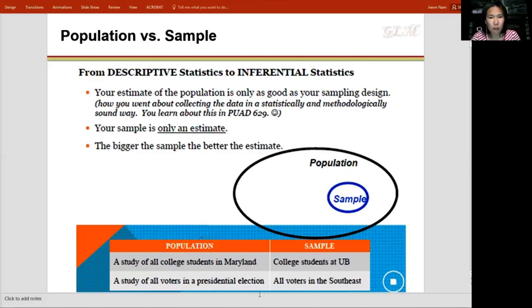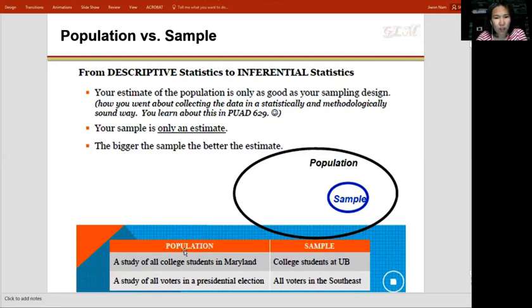Anyway, here is an example of a population: a study of all college students in Maryland. There is one sample, college students at UB. There are many universities, but let's say you just select one cluster for the sample, which is the UB students here. So think about it: are UB students representative of all college students in Maryland?